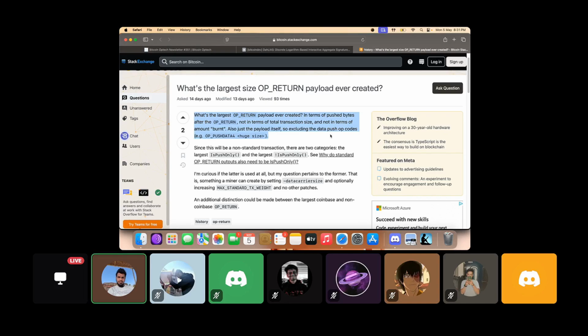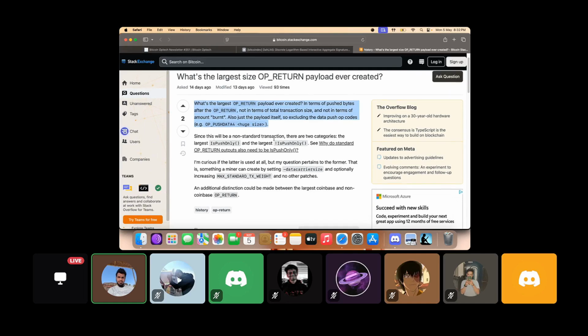So the data push opcode utilizes 3 bytes, right? Currently the payload is 80 bytes and the data push opcode is 3 bytes, so that's 83 altogether. The questioner is asking about the size of the payload, not the amount, like how many coins were burned. You can burn your coins as well. They're not asking about the size of the transaction or the entire size of the script, but only the data that was put in the OP_RETURN script.